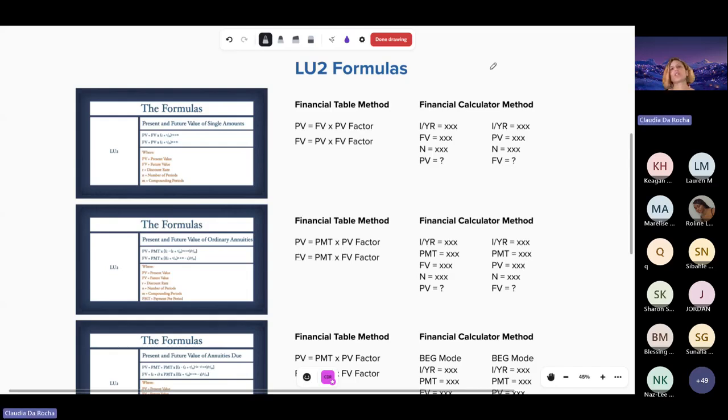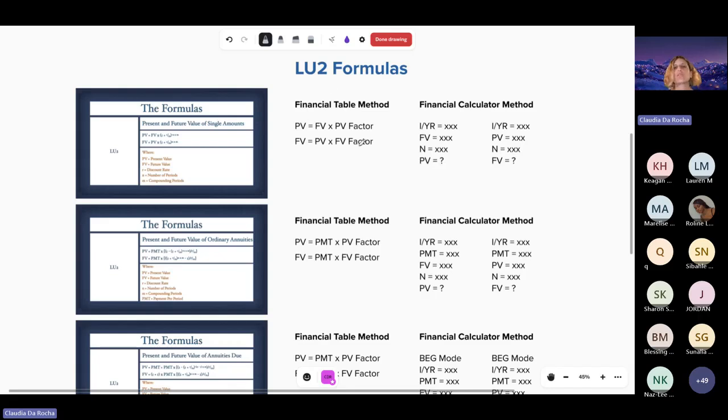All right. So learning unit 2 formulas. On the left is the slide deck that I showed you, the present and future value of single amounts, and we have our formulas. As I said, there are two other methods. We have the financial table method and we have the financial calculator method. As I've said before, and as I've written in the chat, you can choose which method you want to use unless the question specifies. The only time the question will specify is if they want you to use financial tables.